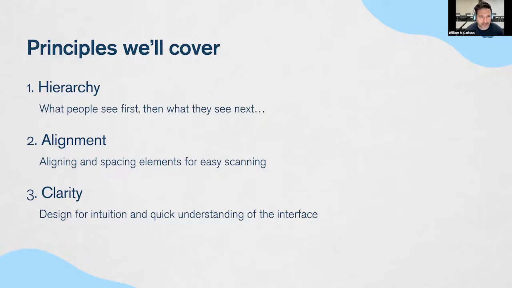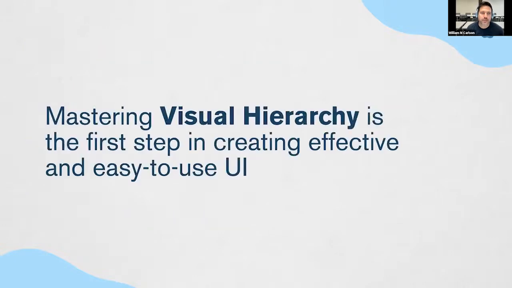So they are hierarchy, which I think is the primary thing that you can do to an application interface or a website interface to help guide the user through what we want them to do and see. Alignment, which is aligning and spacing elements for easy scanning of content, and then providing clarity, so designing for intuition and quick understanding of the interface.